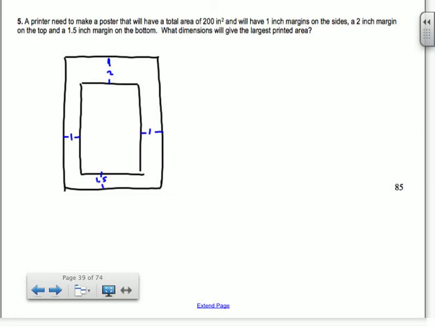So I would probably make this inside part X and Y. Now you can do it the other way. Like you could make the outside X and Y and then subtract. That's fine. That works as well. Actually, let's go ahead and do it that way. It doesn't matter, but I think the outside part might be a little easier because you were given the total area of 200 square inches. A lot of times it will say like the printed area is 200 square inches. Okay, so let's make this X and this Y.